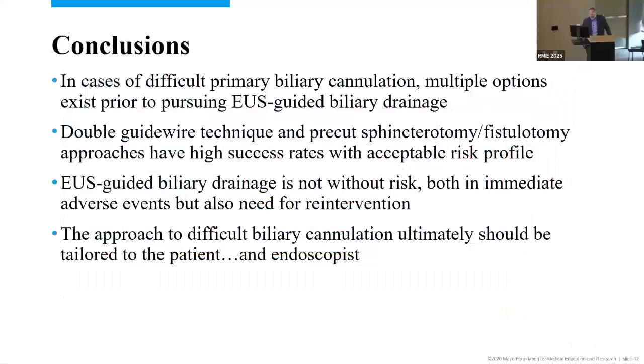In conclusion, I would say that in cases of difficult primary biliary cannulation, there's multiple options which are likely to be successful prior to pursuing EUS-guided biliary drainage. We've shown that the double guide wire technique, pre-cut sphincterotomy, fistulotomy approaches have very, very high success rates in this setting with an acceptable risk profile.